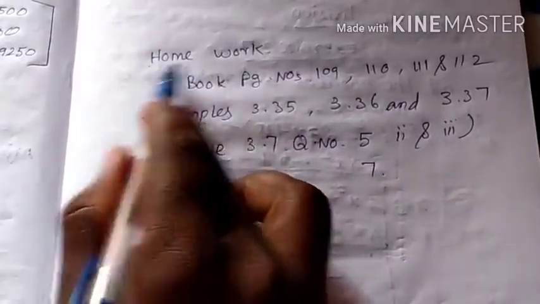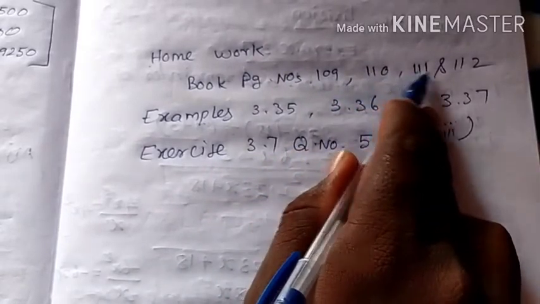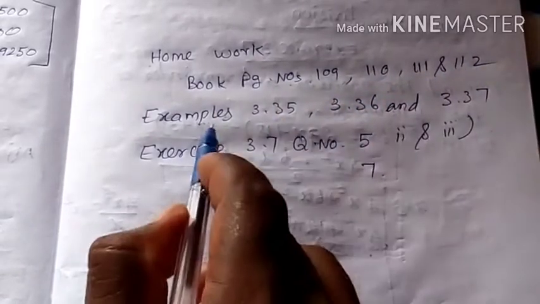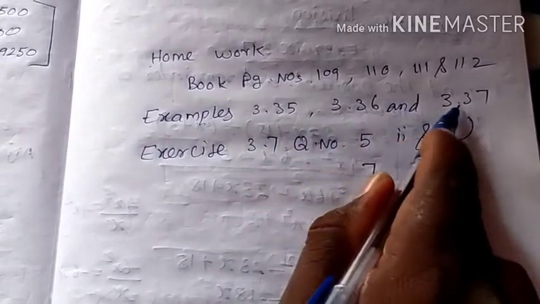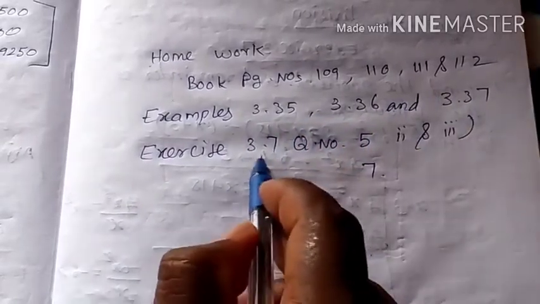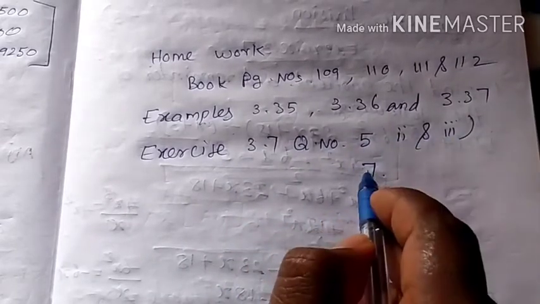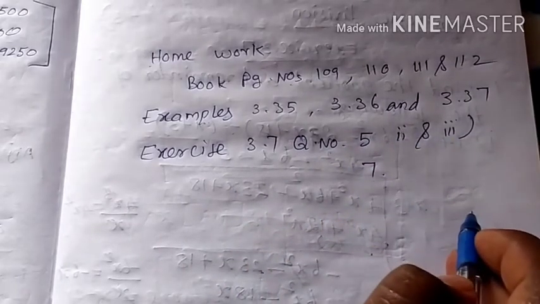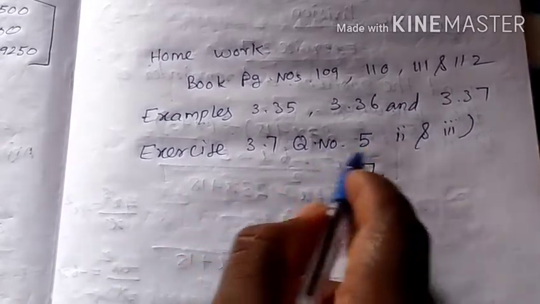Okay, dear students, today's homework: book page numbers 109, 110, 111 and 112. Example 3.35, 3.36 and 3.37. Exercise 3.7, question number 5, second and third subdivision, and seventh question. Okay, use the synthetic division method. Solve the problems. Do it well.